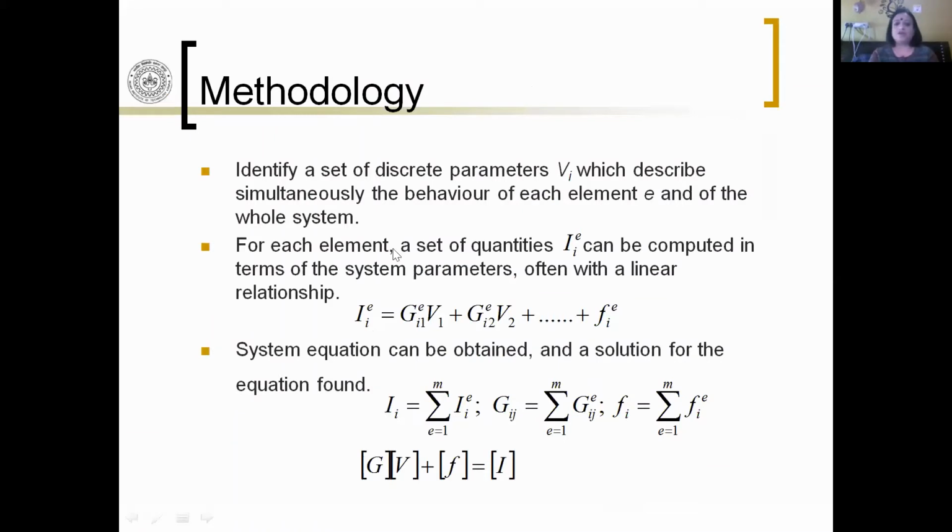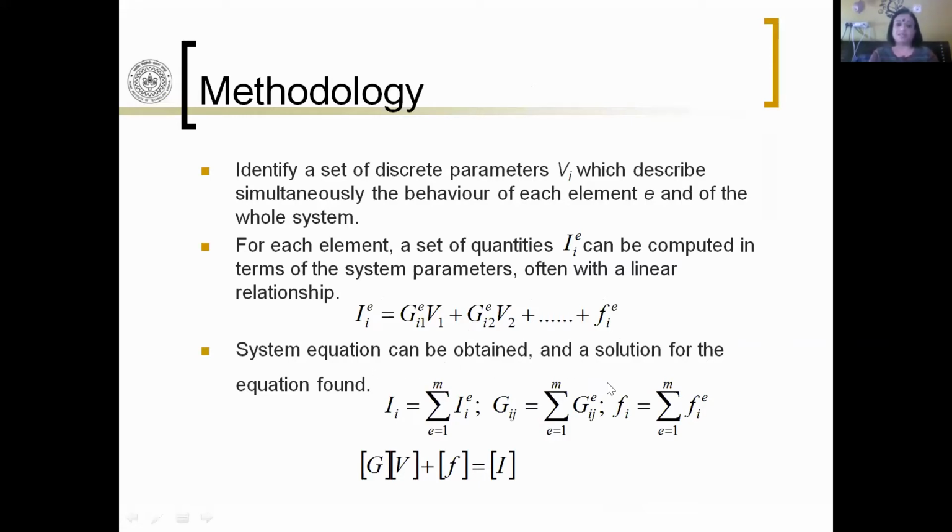Next, for each element, a set of quantities Ii^e, so these are elemental quantities, can be computed in terms of the system parameters, often with a linear relationship. So Ii^e is equal to Gi1^e V1 and so on. So it is in terms of V1, V2, etc. There can also be an Fi, which is a source quantity.